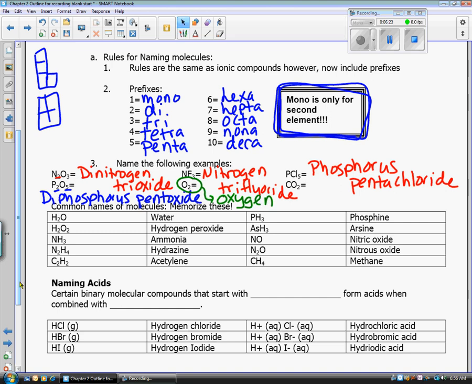That is a way that I trick people on tests and quizzes, so be careful. This last one over here, CO2, we have 1 carbon. Remember, we don't use mono, so carbon, 2 oxygens, dioxide. You've probably heard of carbon dioxide before.